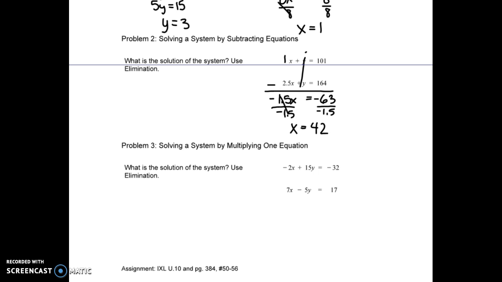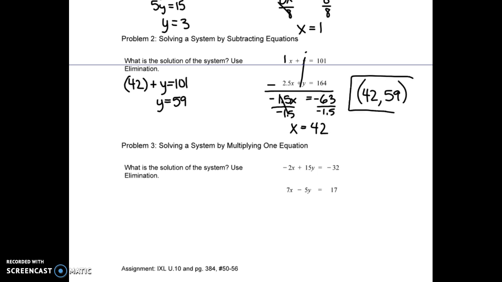Plug that in, the top equation is easier. So we're going to say 42 plus y is equal to 101. So we're going to subtract 42 from both sides, and we get y is equal to 59. So our answer is 42, 59.